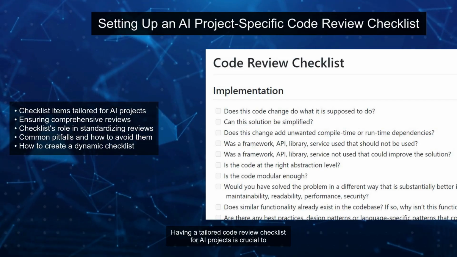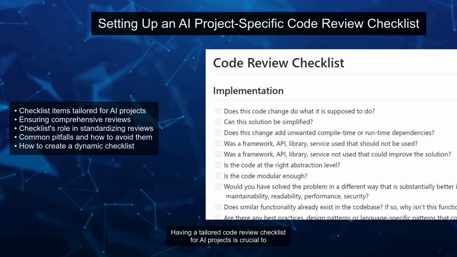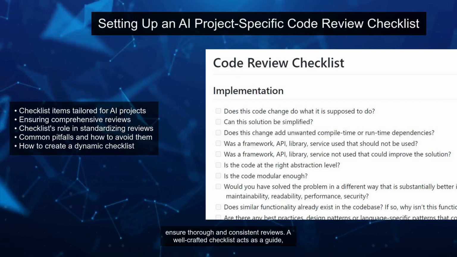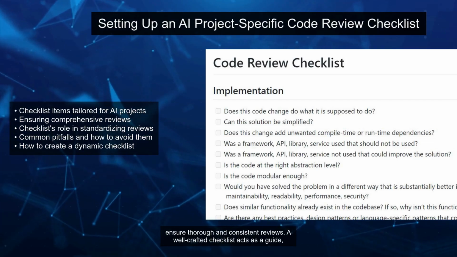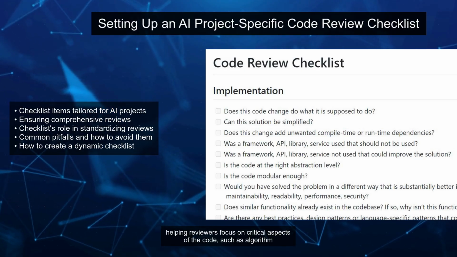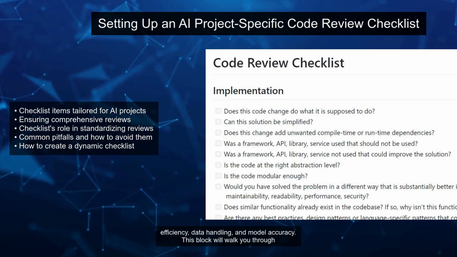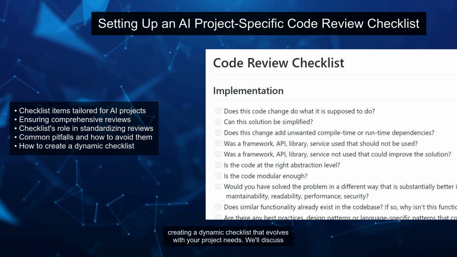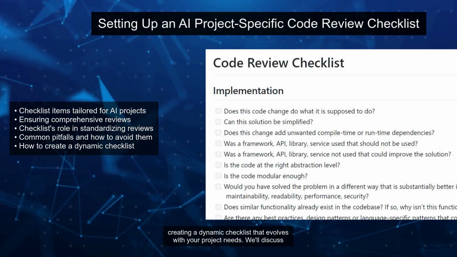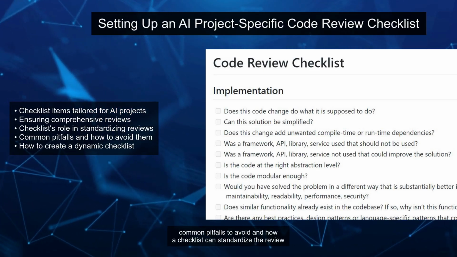Having a tailored code review checklist for AI projects is crucial to ensure thorough and consistent reviews. A well-crafted checklist acts as a guide, helping reviewers focus on critical aspects of the code, such as algorithm efficiency, data handling, and model accuracy. This block will walk you through creating a dynamic checklist that evolves with your project needs.